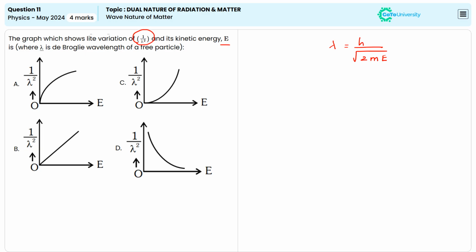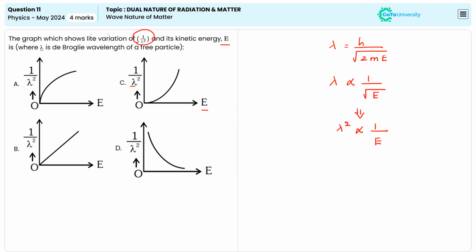So from this equation, we can say lambda is directly proportional to 1 over root of E. Again, we can write this expression as lambda square is directly proportional to 1 over E. So from this, we can say the graph that shows the variation of 1 over lambda square and E will be a straight line and which will be passing through the origin.